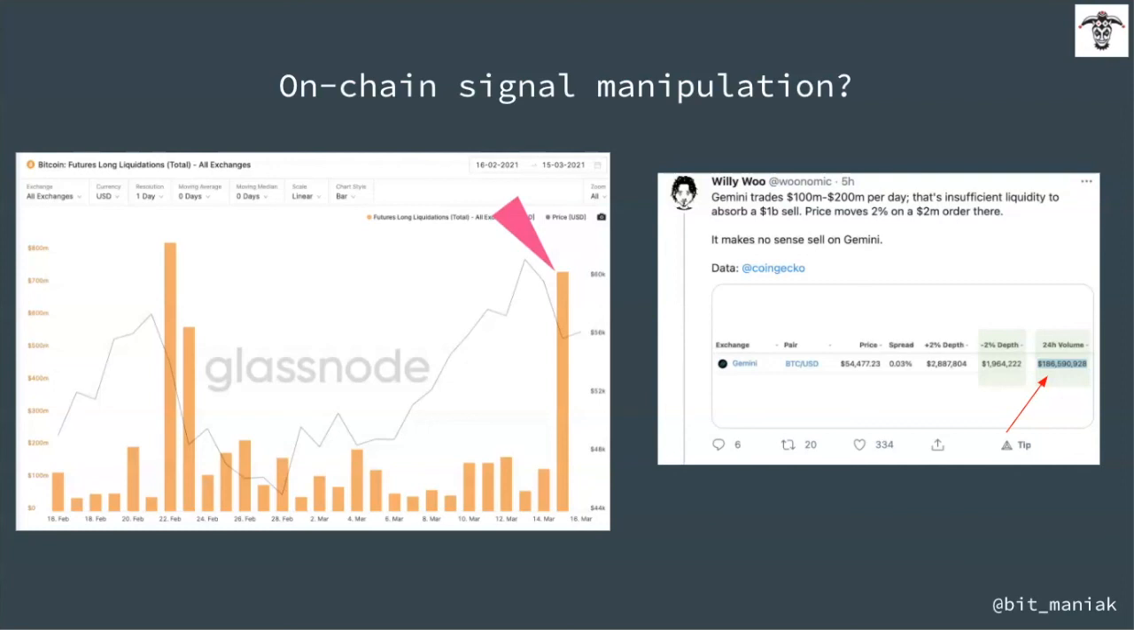And then Willy Woo, he's one of the pioneers of on-chain analytics, comes out on Twitter and basically says, well, you guys are idiots. You aren't looking at this the right way. We know that Gemini isn't as big and as liquid as other exchanges like Coinbase or Binance. And we know that on average, the BTC USD pair trades less than $200 million per day. That's public data. And so if you were a whale looking to sell $1 billion worth of Bitcoin, you wouldn't send it all to Gemini. That wouldn't make any sense. Whales are smarter than that.